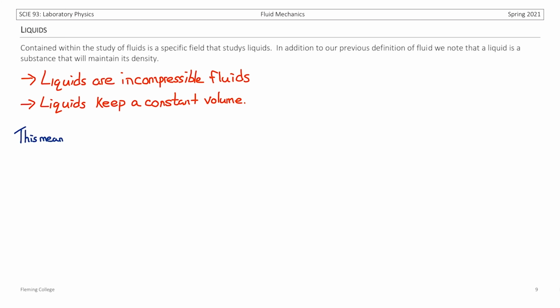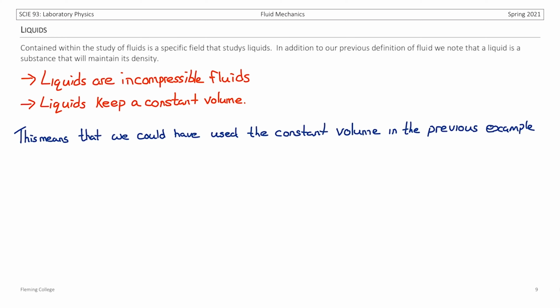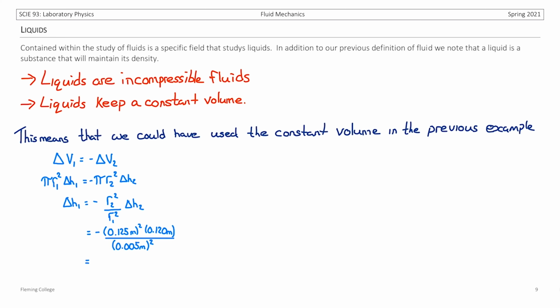This gives us an additional approach to apply to Pascal's principle. In our previous example, we could have used that the volume of our pistons had to remain constant, which means that the change in volume at position 1 would have to be equal and opposite to the change in volume at position 2. And because our pistons are round cylinders, the volume is pi r squared h. And we can rearrange to see that the change in height at position 1 would have to be equal and opposite to the change of height at position 2 multiplied by the comparison of the two radii squared. And we see that we get the same distance that would have to be traveled.